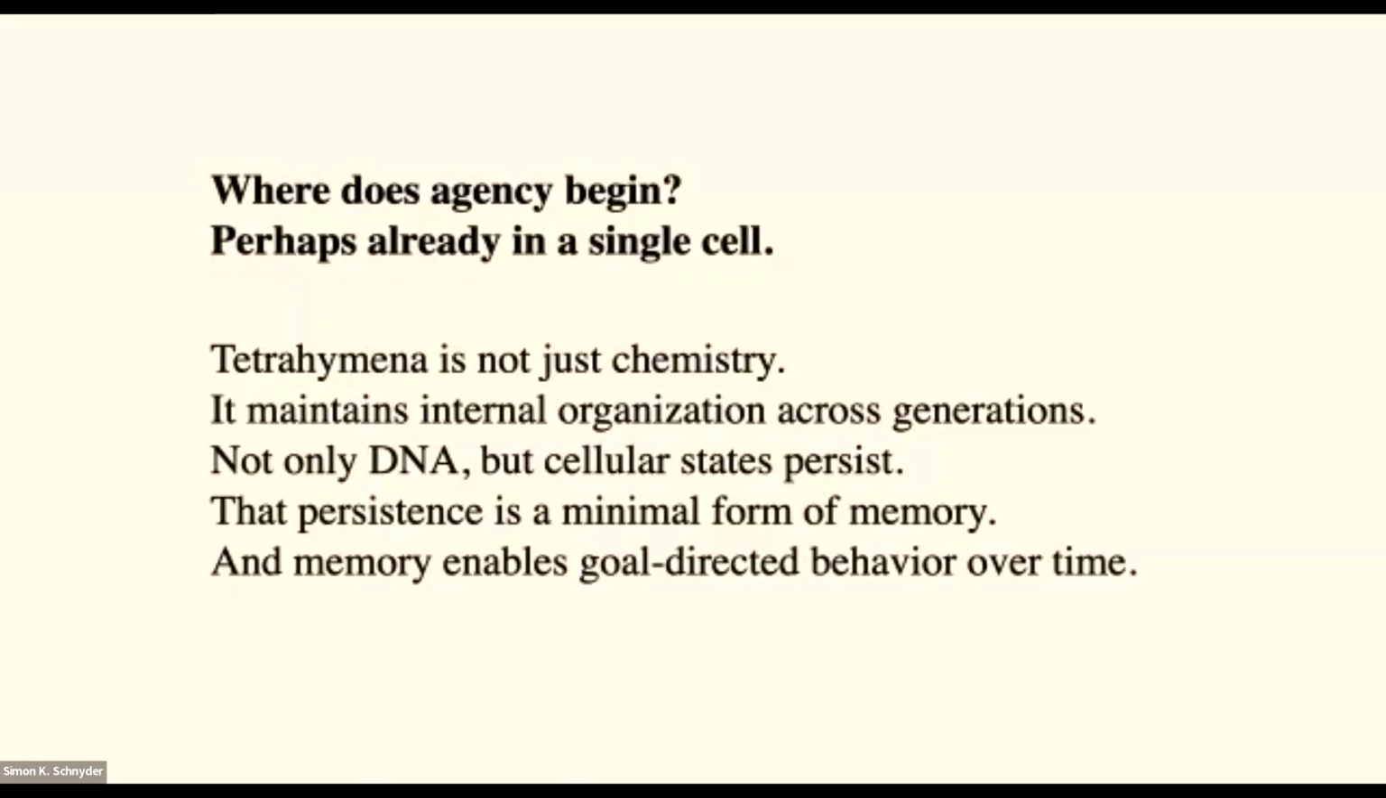I think the question is, where does agency begin? It's already there in a single cell, right? Tetrahymena is not just chemistry, but it maintains internal organization across generations, and not only DNA, but cellular states persist. That persistency is a minimal form of memory, and memory enables goal-directed behavior over time.